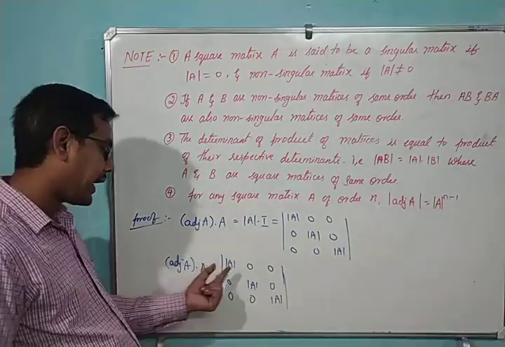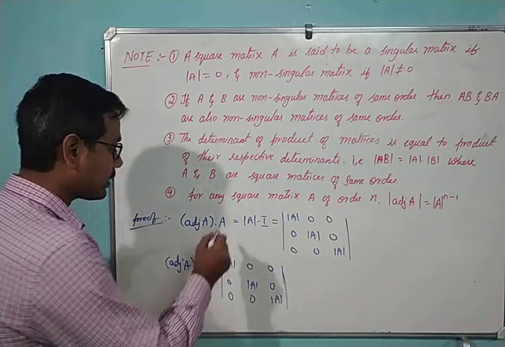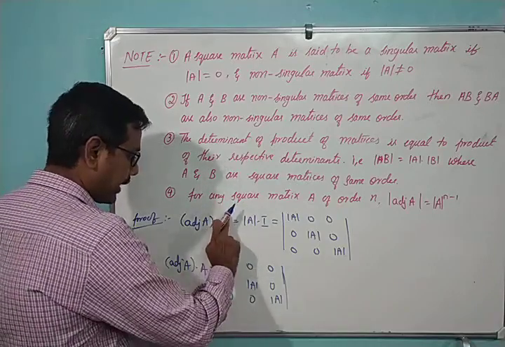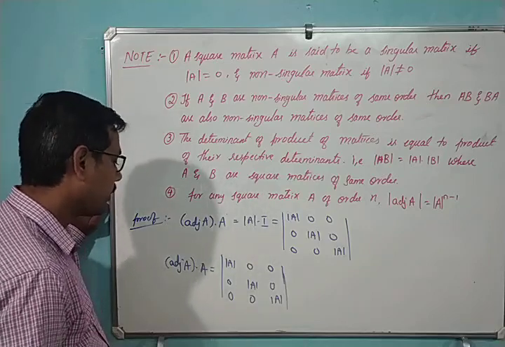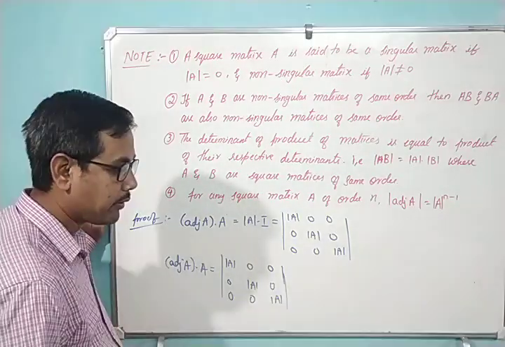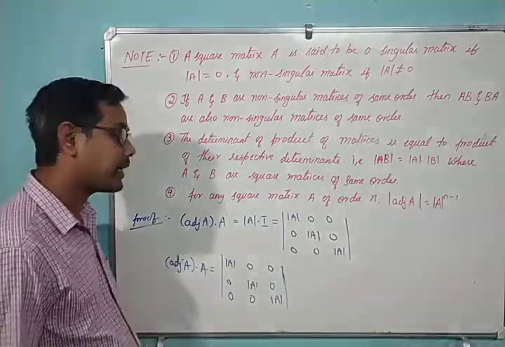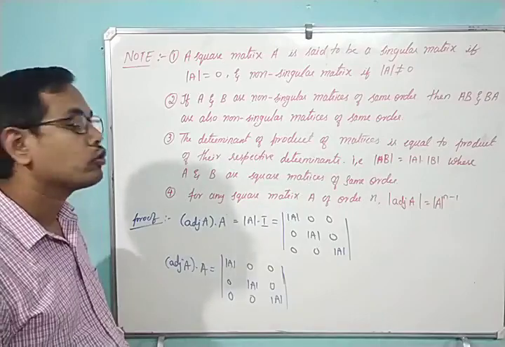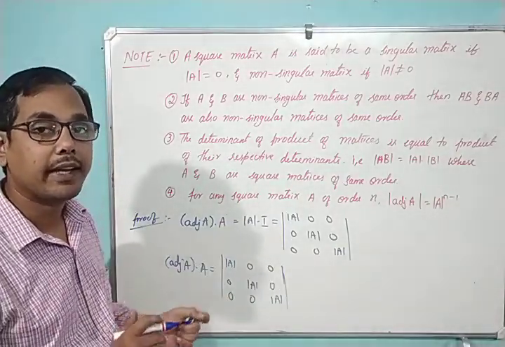Now I can take out determinant A outside, determinant of adjoint A. Okay, no problem, leave it as it is. So now if I apply determinant value for this, what will be determinant of adjoint A into A? So now you just pause, make a note of this, then we can proceed.